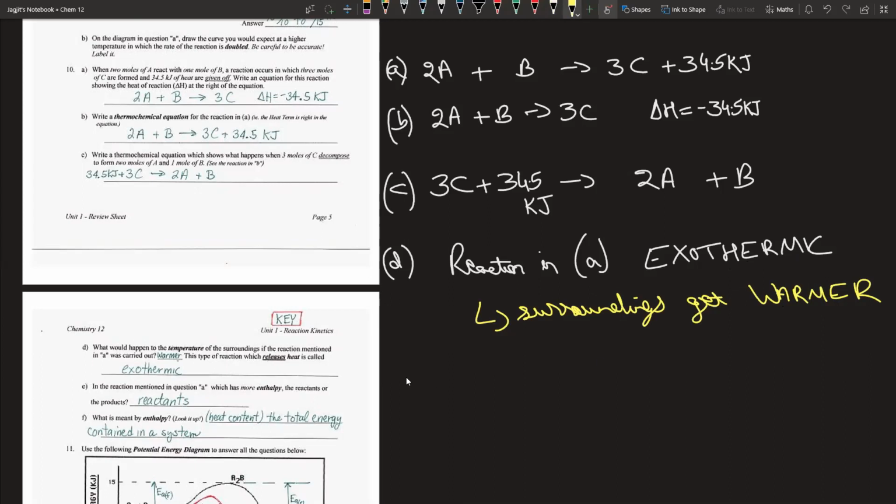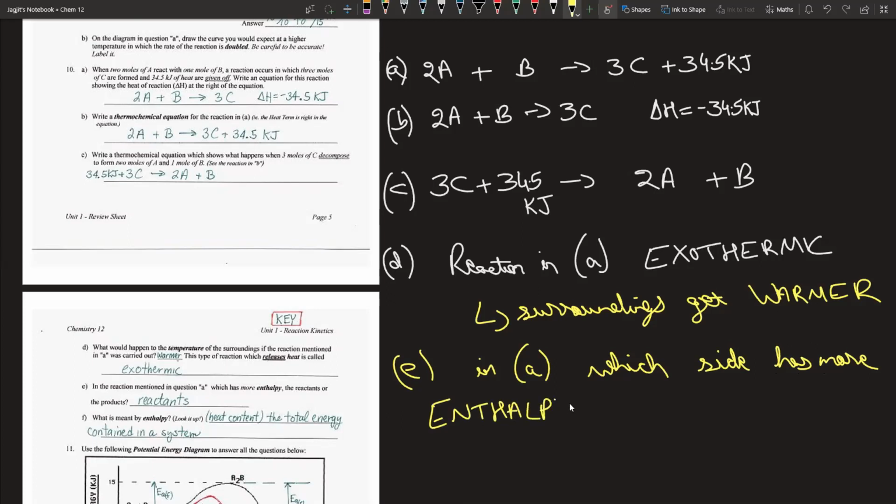And in the next part, they say in the reaction mentioned in question A, which has more enthalpy? So in part A, which side has more enthalpy? I'll explain it to you. Enthalpy is just another name for heat energy. Enthalpy means heat energy.